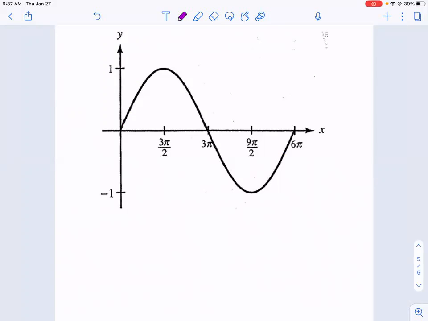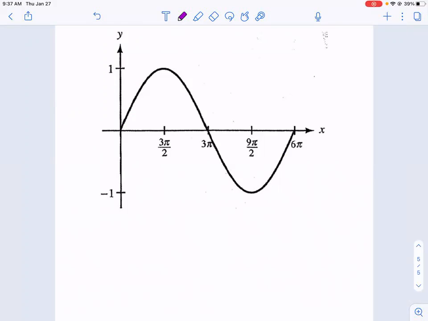Bishop, what does your pod think A should be? 2. A should be 2, and why is A 2? Okay, so we stretch from negative 1 to 1. So our total vertical height is 2. But our amplitude is only half of that. Thank you for reading my mind. Okay, so our amplitude is just 1.